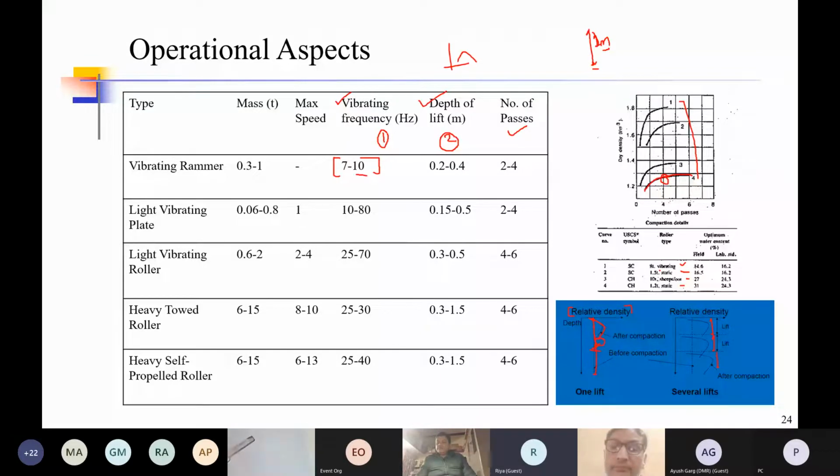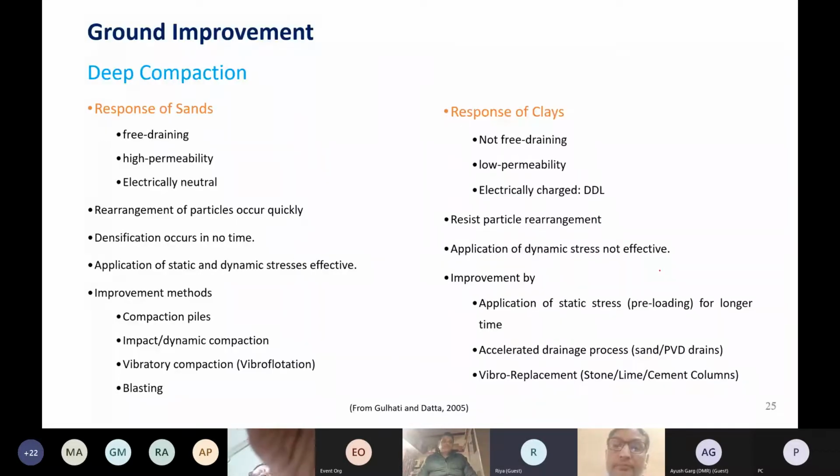Now coming to the deep compaction, that was surface compaction. Right now let's look into how exactly, if you want to compact larger depths greater than 1 meter, up to maybe 10 to 15 meters, what are the ways?